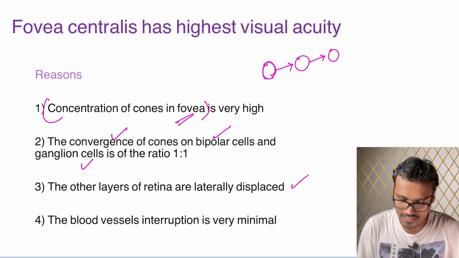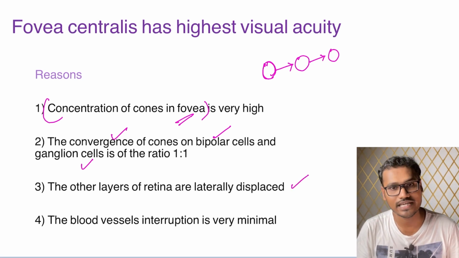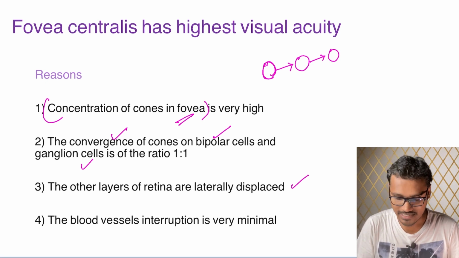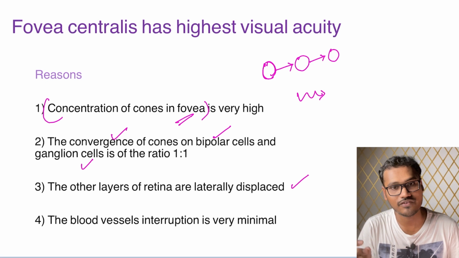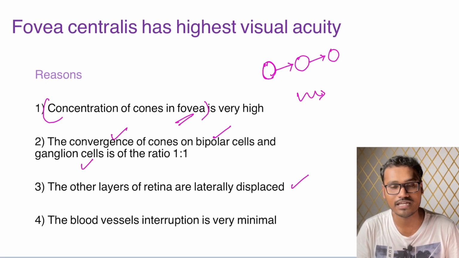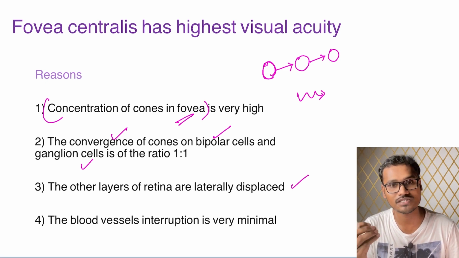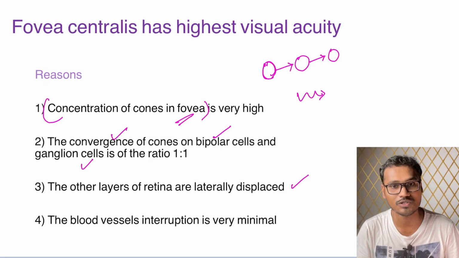And the other layers of the retina, as we will see in the next figure, are displaced, because whenever the light enters, it has to pass through many layers and finally it will hit the photoreceptor layer. But here the other layers are dispersed so that the light passes directly and hits the photoreceptor layer.